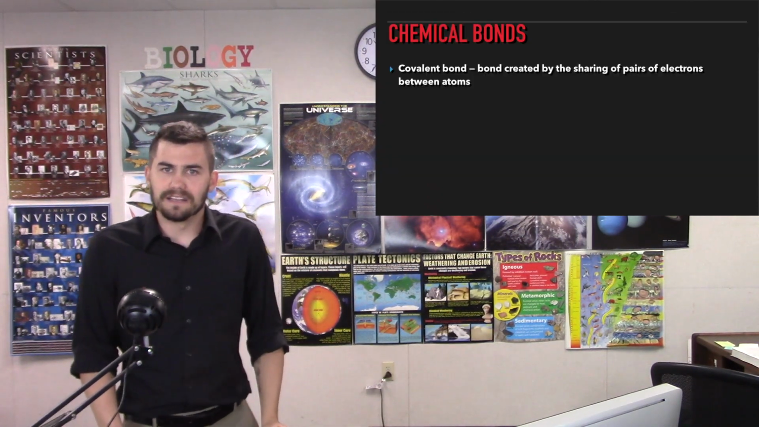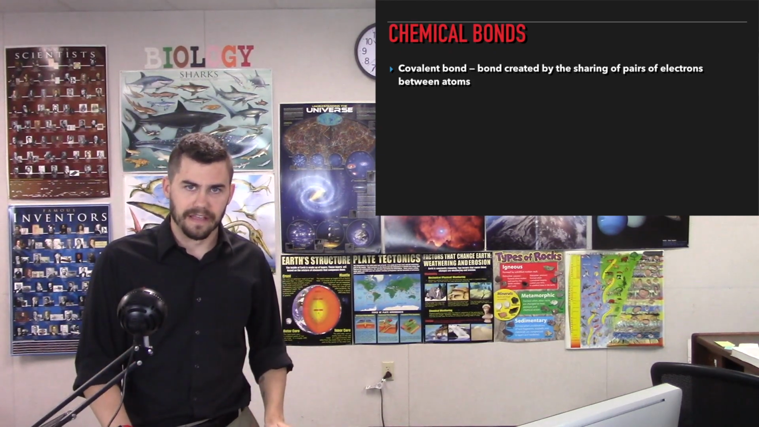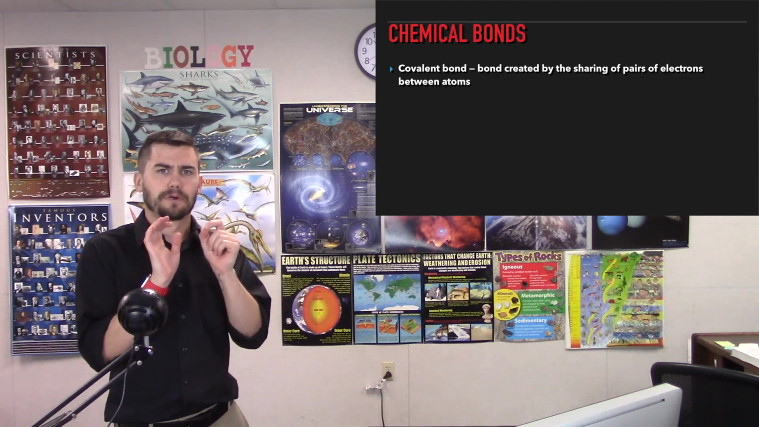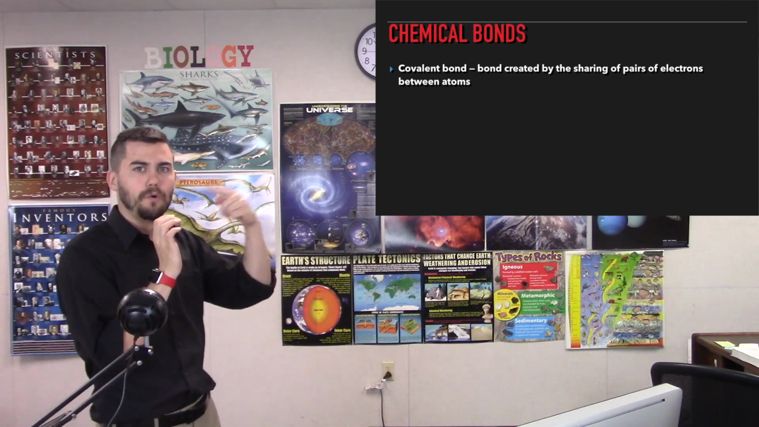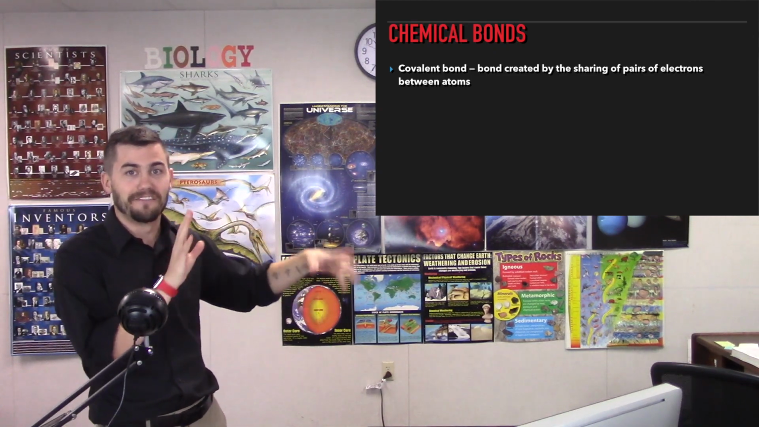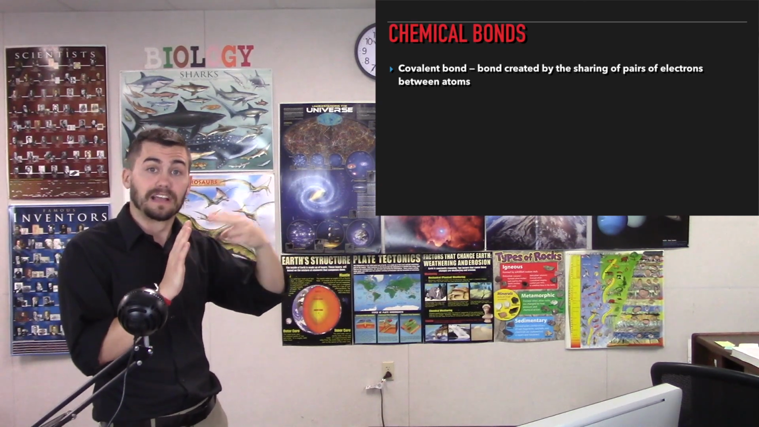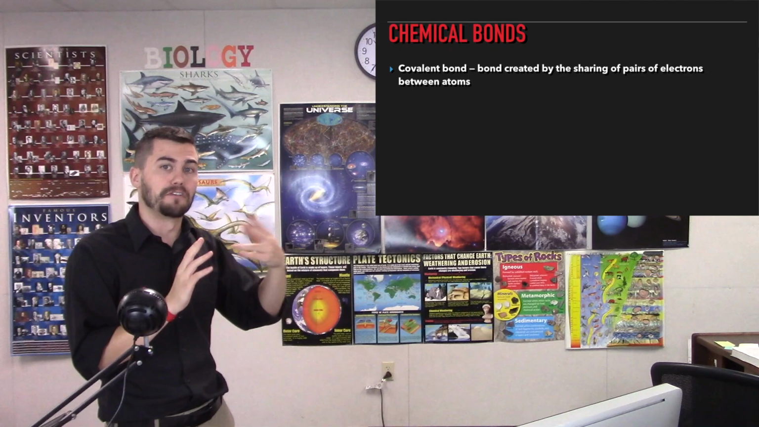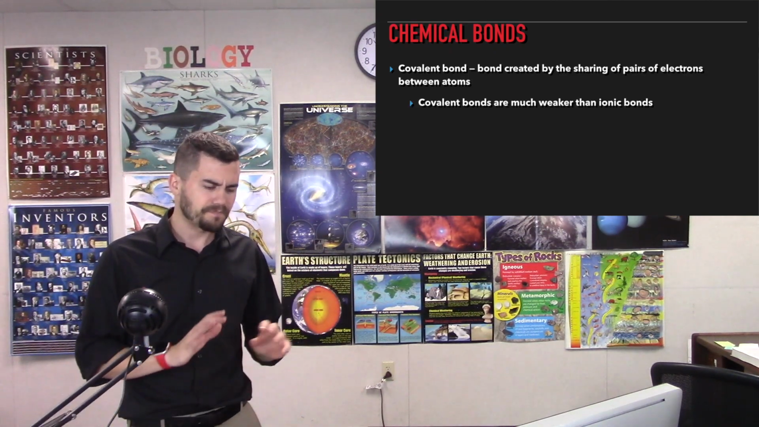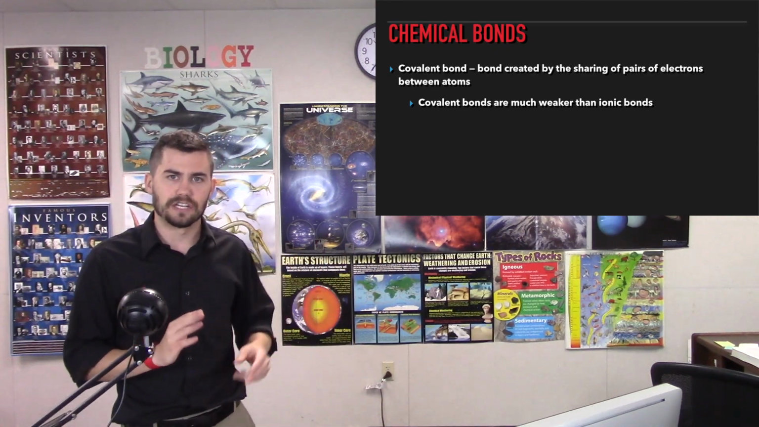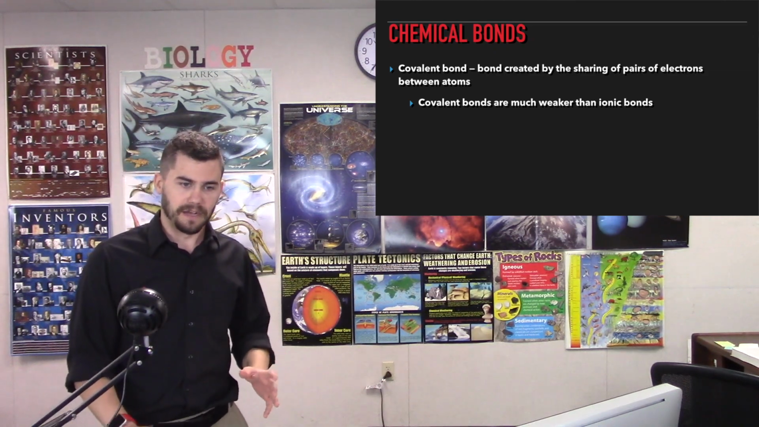The other type of bond is the covalent bond. So this is created by the sharing of electrons. So rather than an electron being permanently transferred from one atom to the next, instead the electron will orbit between them. I don't have a video of this I can show you, but pairs of electrons actually will orbit back and forth between two or more atoms, and that's what holds them together. Now, because of that interaction, covalent bonds are comparatively much weaker than ionic bonds.